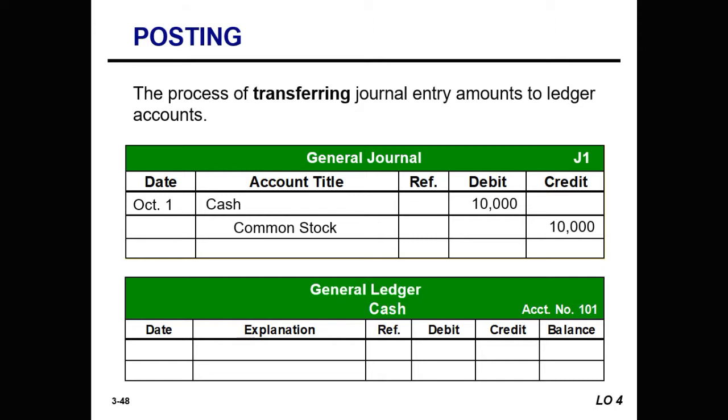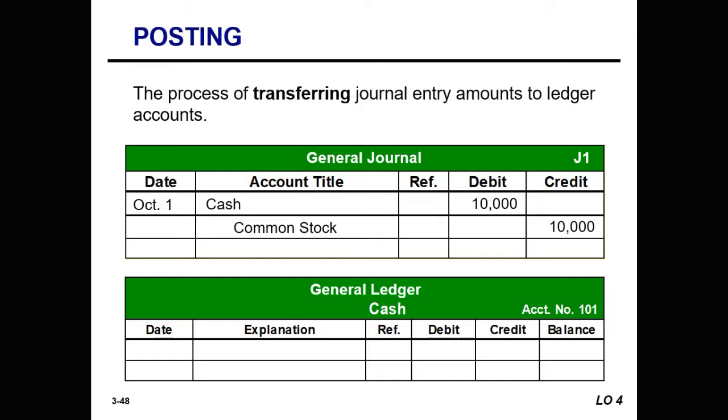Posting is the process of transferring journal entries, what we put in the actual general journal, to the ledger accounts. Posting accumulates the effects of these journal entries into the individual ledger accounts, and it contains 3 steps.